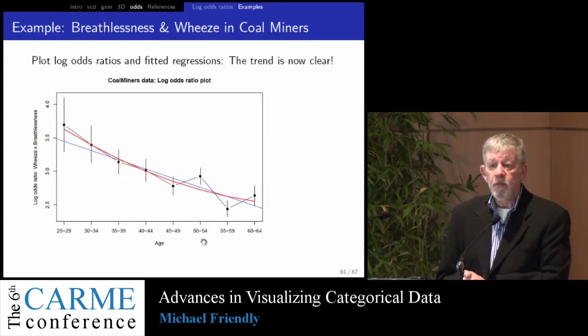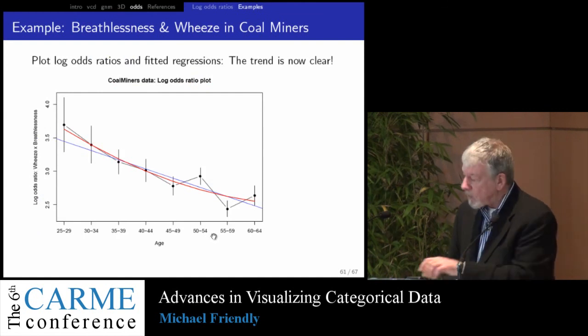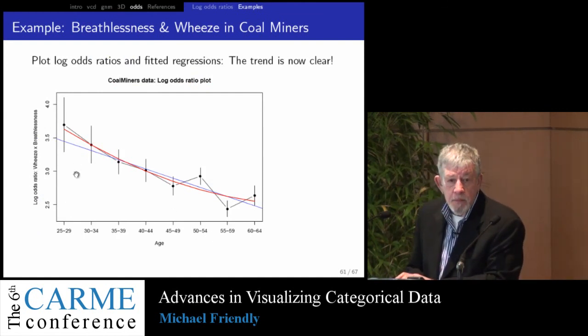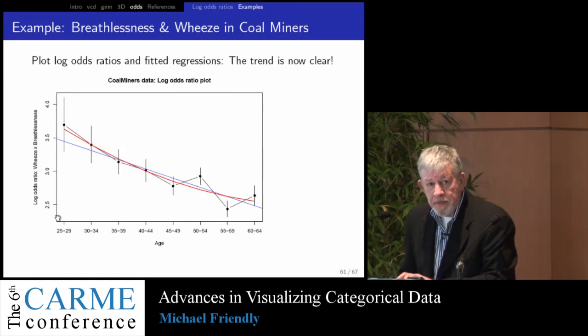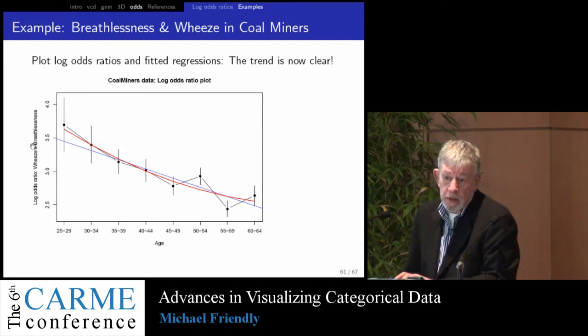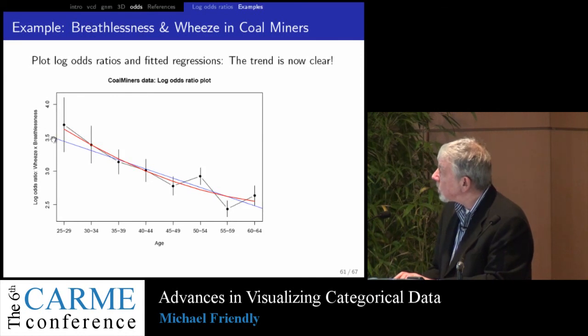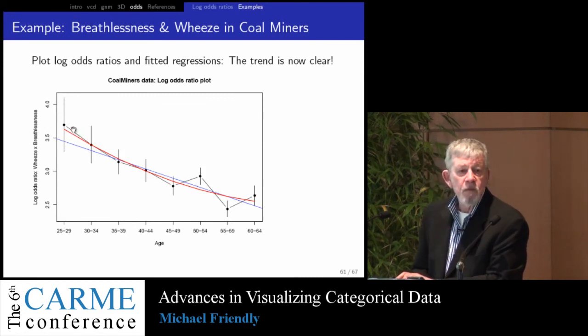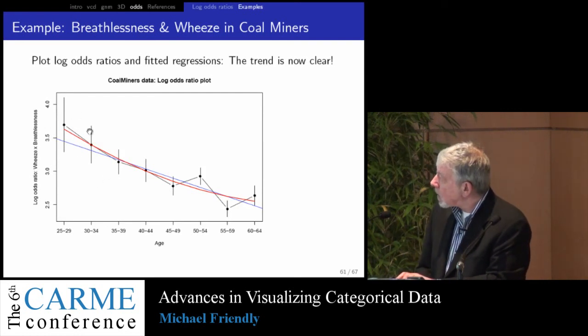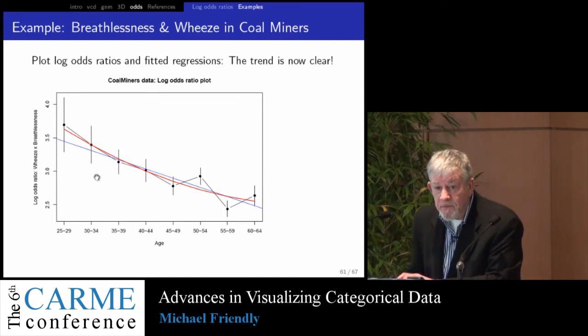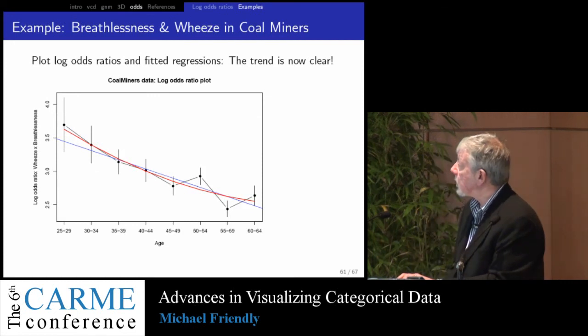But here I can simply visualize the log odds ratio. So this is a positive number, which means that having breathlessness is associated with having wheeze. And the higher the number, the greater is the degree of association. Here are the actual odds ratios, and blue is the linear model, red is the quadratic model. And it actually looks like the red model is a little bit closer to the points. But you can sort of see the standard errors are large enough that a specific test of whether the quadratic model is a better fit turns out to be non-significant.